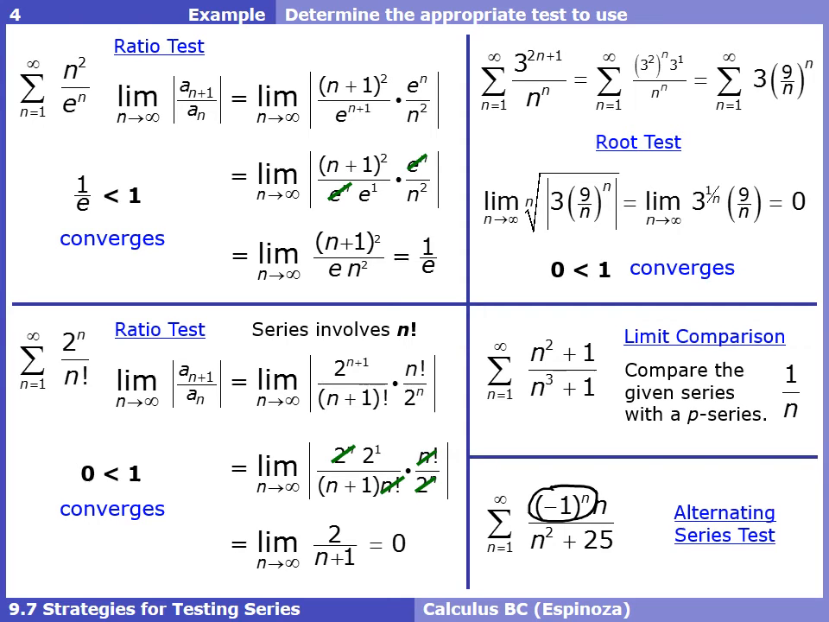Again, I really wanted to go through the ratio test ones in their entirety, mainly because of the importance of the ratio test since we'll be using it the rest of this chapter. But for these last two that I did, if you want to try them and make sure you can practice the limit comparison and the alternating series test, that might be a good idea.